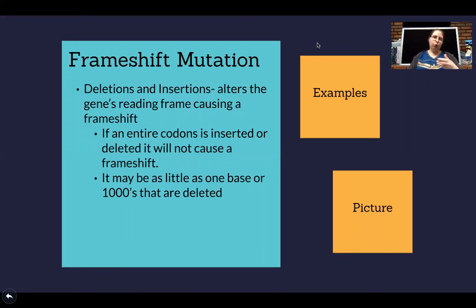But if you only add 1 or 2, then since that shifts all the letters down, it's actually going to alter every single amino acid beyond that point. So we see big changes with frameshift mutations. And it can be as little as 1 base being added or deleted, or thousands of them being added or deleted.